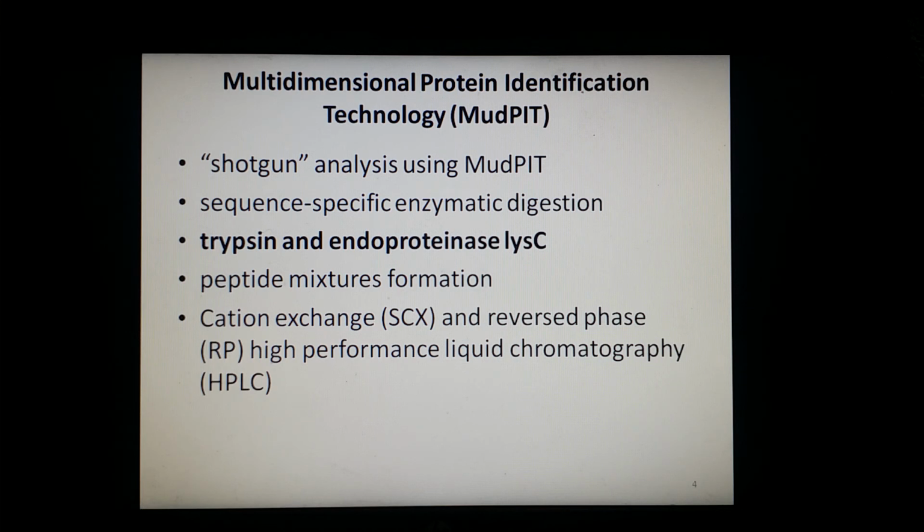In the multidimensional protein identification technology approach, protein samples are subjected to sequence-specific enzymatic digestion, usually with trypsin and endoproteinase Lys-C, lysine C, and the resultant peptide mixtures that are formed are separated by strong cation exchange, denoted by SCX, and reverse phase high performance liquid chromatography, that is HPLC.